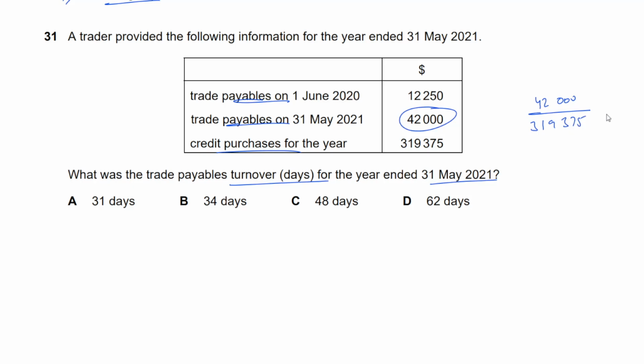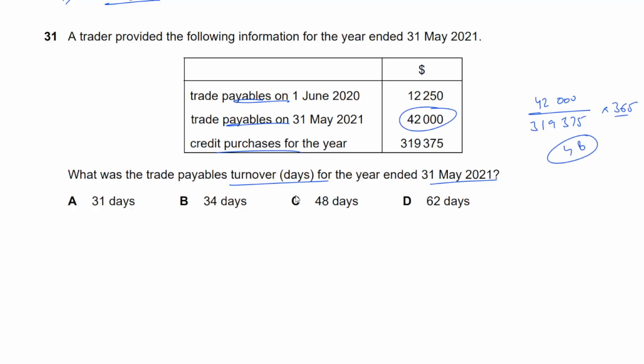They wanted a number of days, so multiply that with 365. When you need something in percentages, you multiply with 100 because percentage is always out of 100. When you need something in days, you multiply with 365 because there are 365 days in a year. 42,000 divided by 319,375 times 365. Be ready with your formulas in the exam.